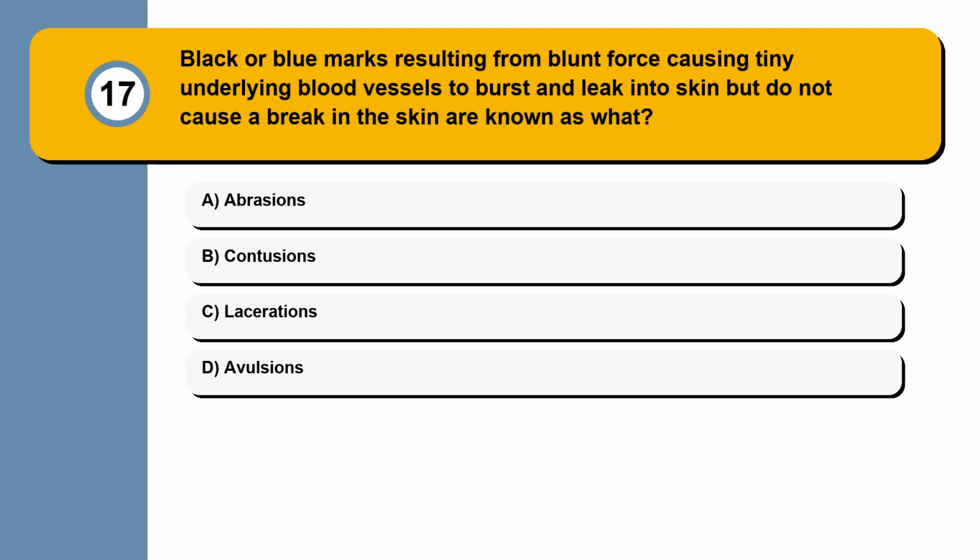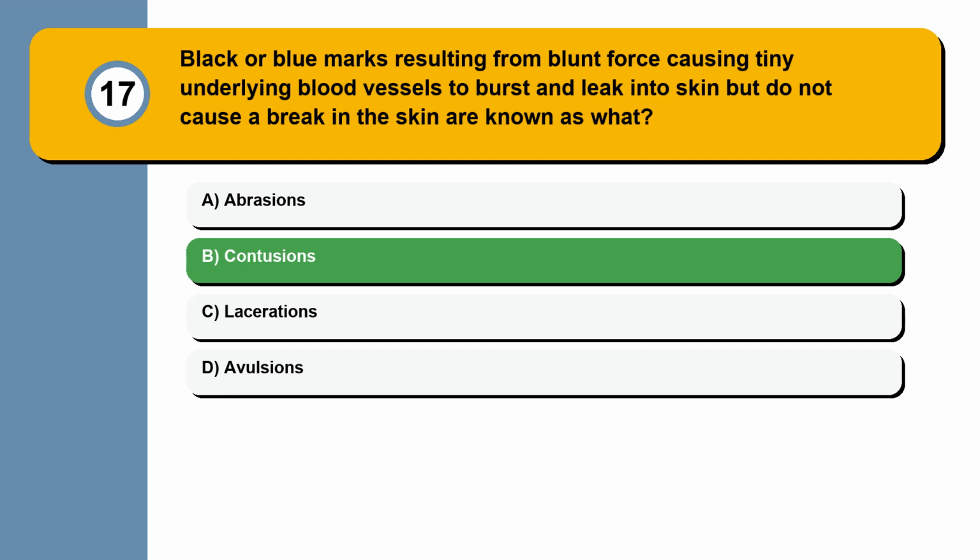Question 17. Black or blue marks resulting from blunt force causing tiny underlying blood vessels to burst and leak into skin but do not cause a break in the skin are known as what? Abrasions, contusions, lacerations, avulsions. Contusions.